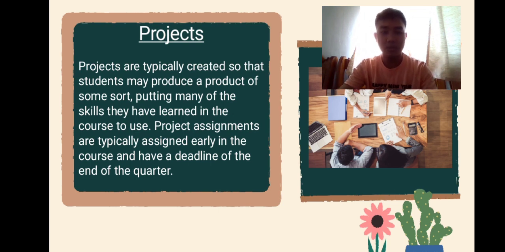So these are some examples of non-test and other information. First example is the projects. Projects are typically created so that students may produce a product of some sort, putting many of the skills they have learned in the course to use. Courses often have projects where students create something like a presentation or a model. These projects let students use all the skills they've learned throughout the course. And project assignments are typically assigned early in the course and have a deadline at the end of the quarter.